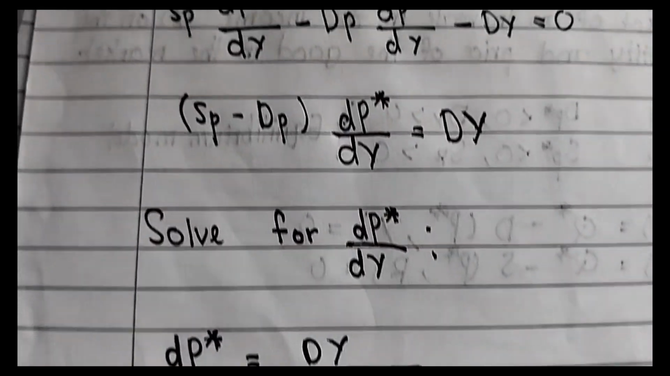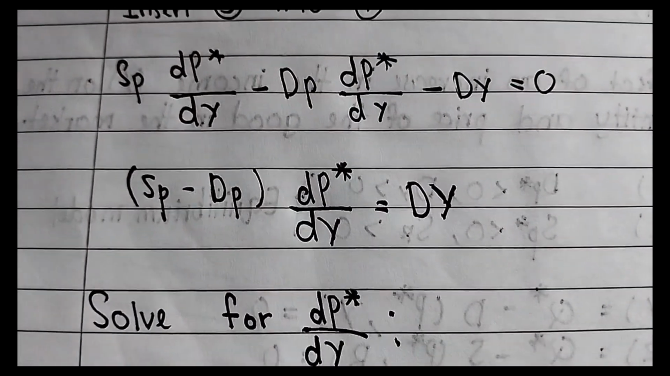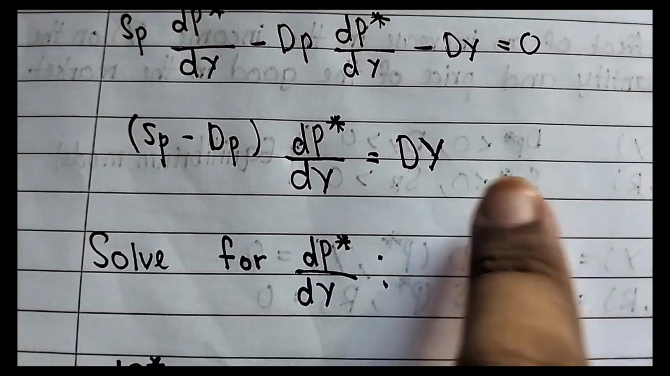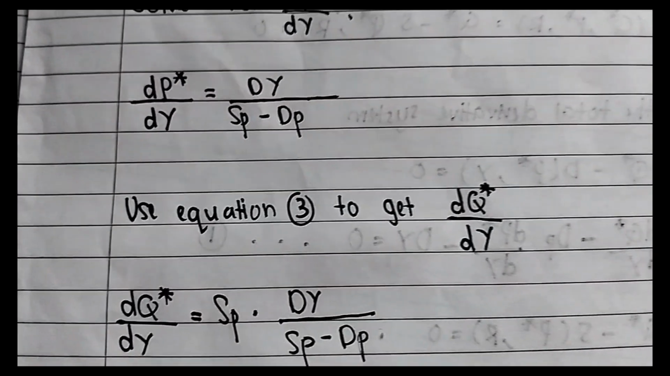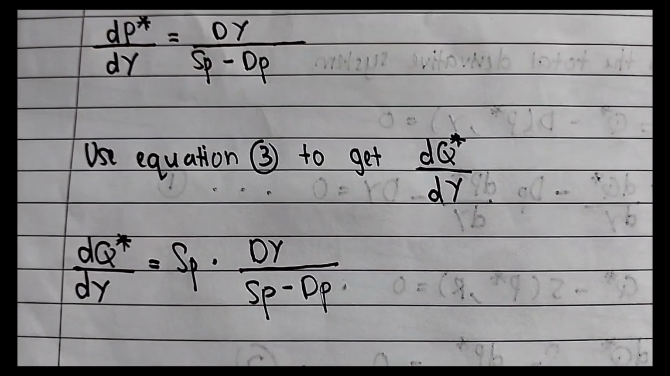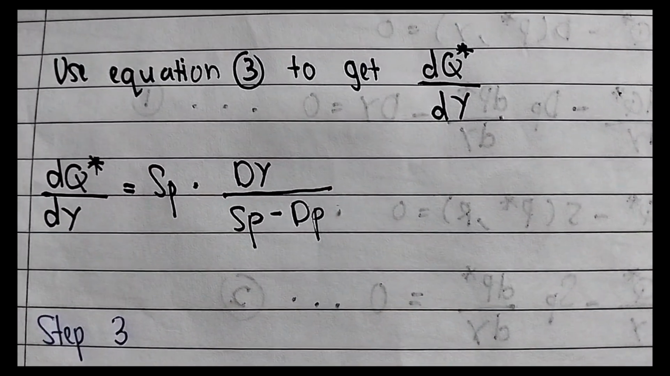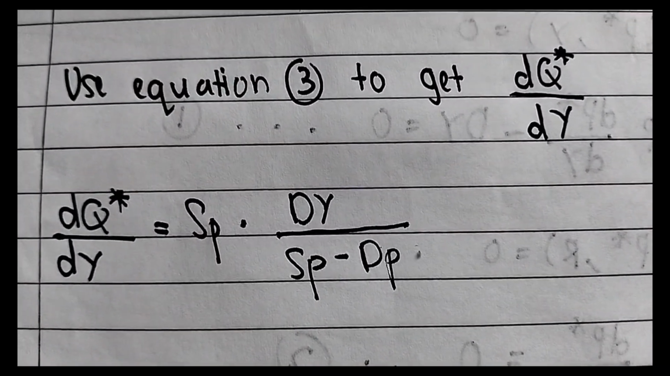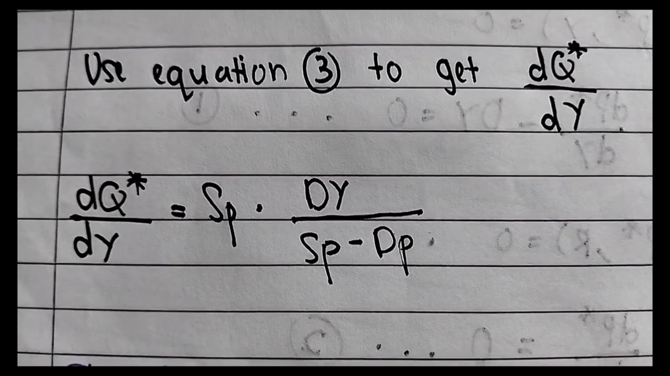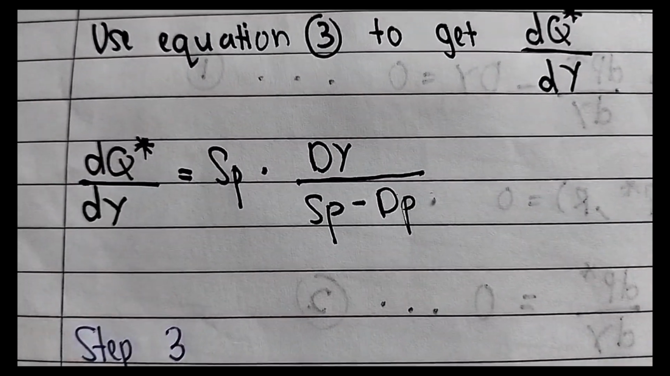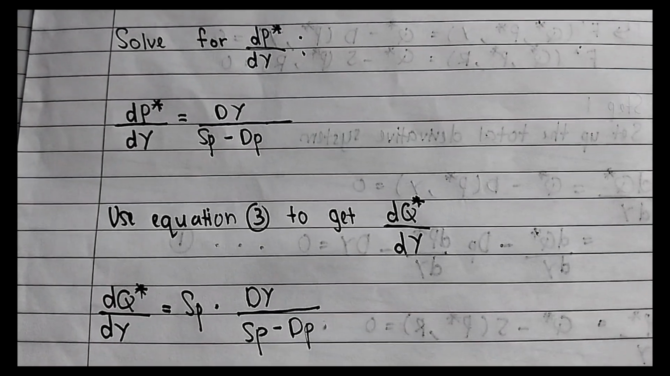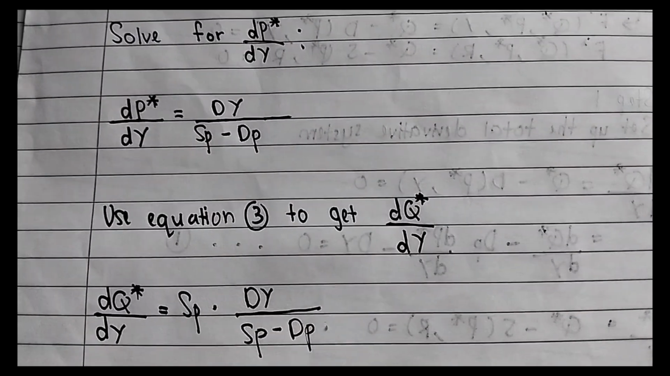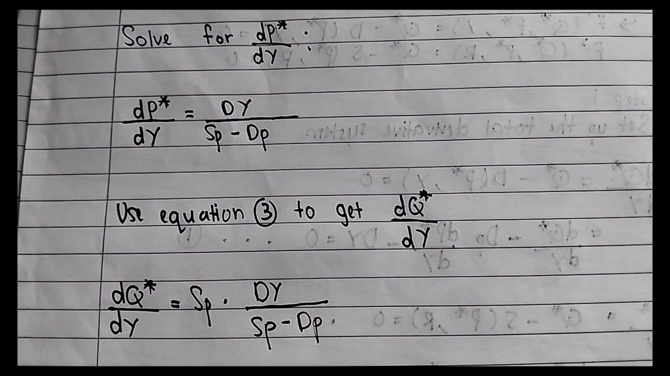It is because we move the SP minus dP under this equation, and then we use the third equation to get the dQ star over dy. So dQ star over dy will be equal to SP times dy over SP minus dP. So then we get both of the answers for dP star over dy and also dQ star over dy.